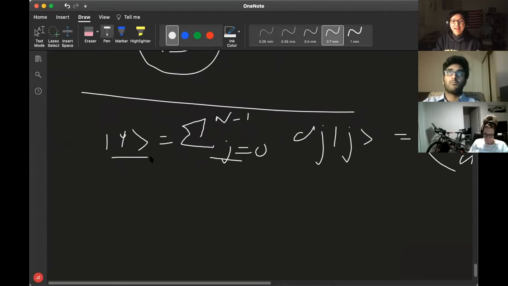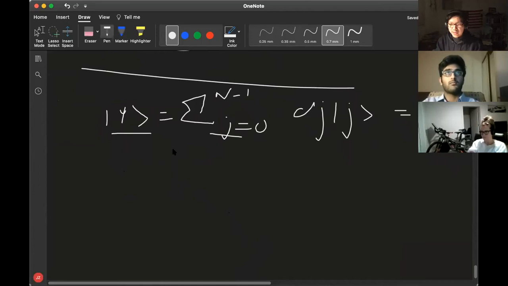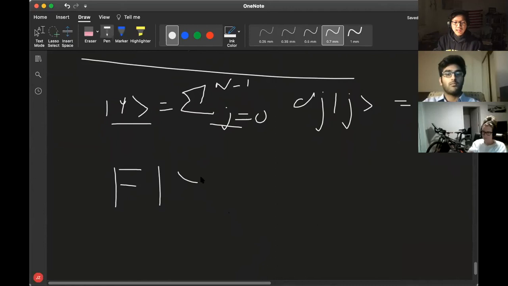It's a little more convoluted, but there is a reason why I'm doing this. I'm blowing this up because now that you know what the discrete Fourier transform is and that Vandermonde matrix that I've been throwing around, if I want to apply the Fourier transform to this ket, it's going to end up looking like this here.